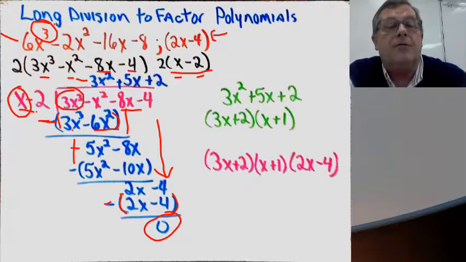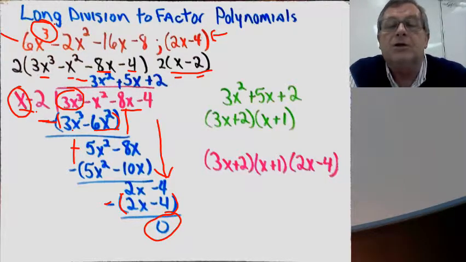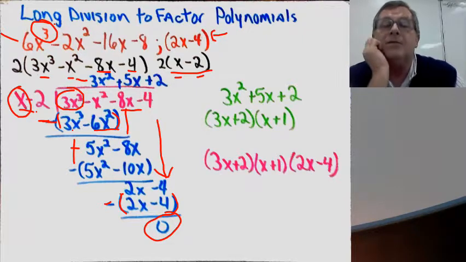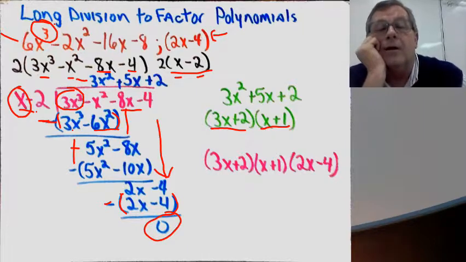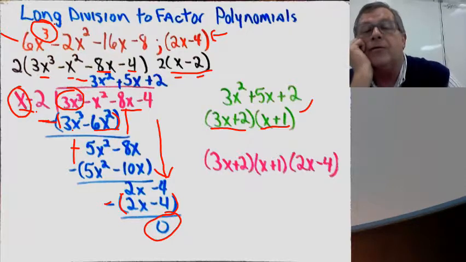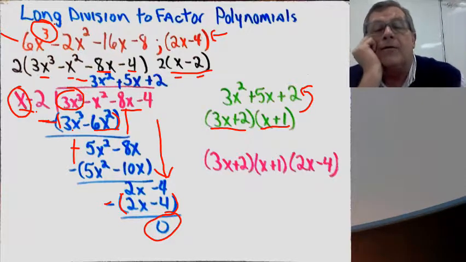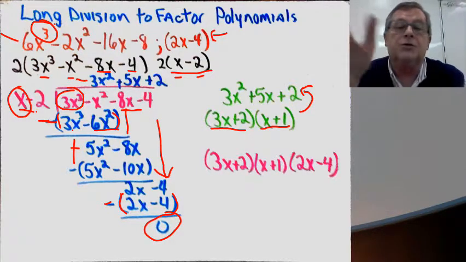So now I've got 3x squared plus 5x plus 2. Now I've got to factor that. And maybe after some deliberation or trial and error, or whatever you use, the slide and divide, you'll determine eventually, hopefully sooner than later, that 3x plus 2 and x plus 1 are factors of 3x squared plus 5x plus 2.